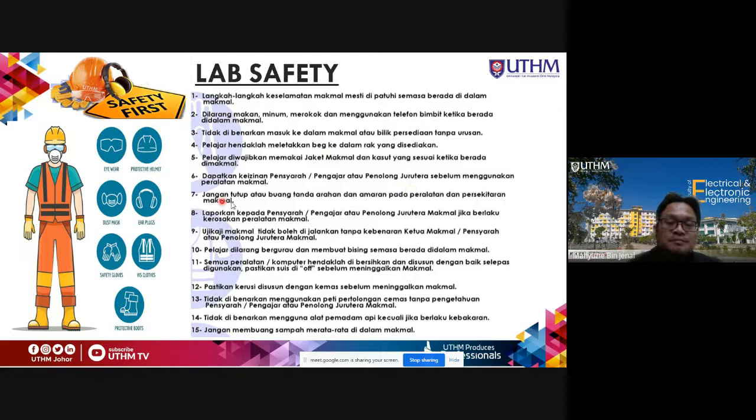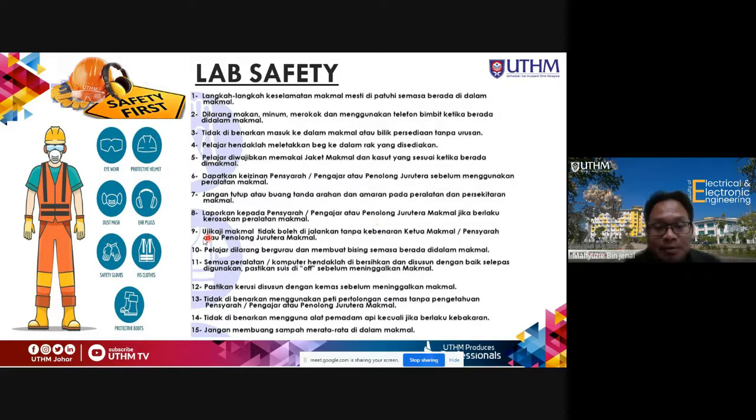And then number seven, is there any signage inside the lab? Please don't move it, please don't change it, don't simply move it to another place. There are reasons why they put the signage over there, the warning signage, etc. Then number eight, you must make a report to your lecturer or technicians if any fault happens in the equipment of the lab. Any breakdown, any fault of the equipment, please make sure you immediately make a report.